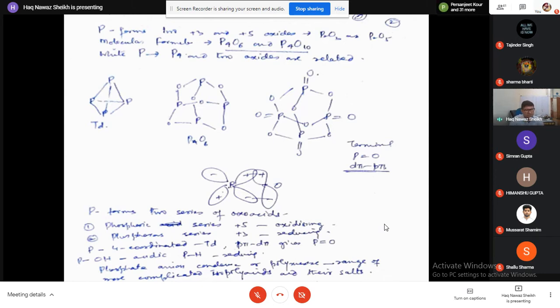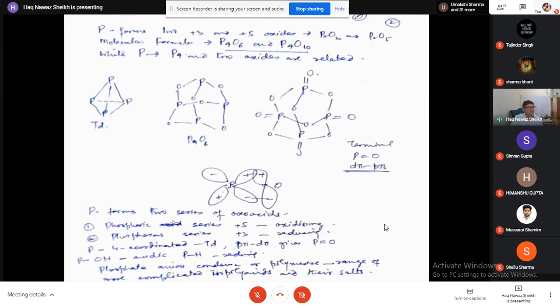Whenever there is a hydrogen atom linked directly with the phosphorus, that acid has reducing character. So the phosphate anion, when heated, undergoes condensation or polymerizes, giving a range of more complicated isopolyacids. When you add the acid and heat it, there is dehydration or condensation, and you generate polymeric acids or polymeric salts. Such compounds are known as condensed phosphates or condensed phosphoric acids.